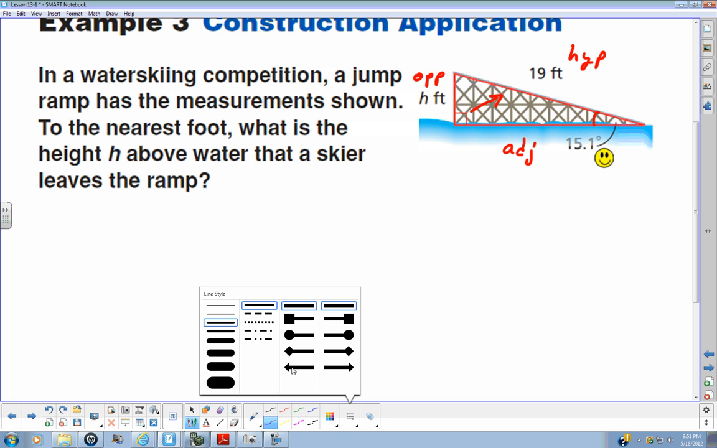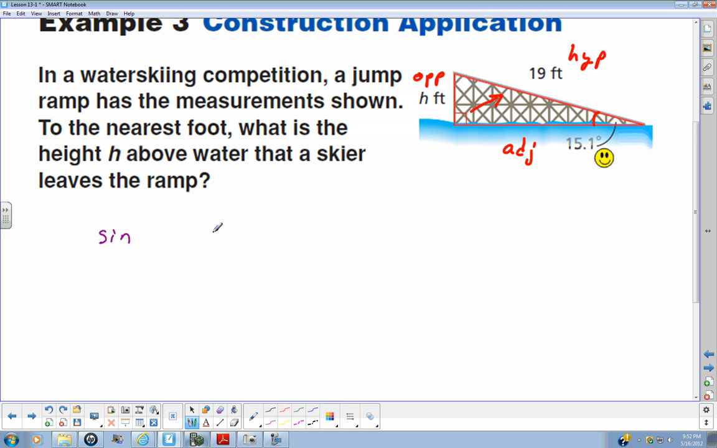So we have the sine of our angle, which is 15.1 degrees. So our angle always goes there, is equal to the opposite side, which is H, over the hypotenuse, which is 19. So we're going to solve this equation just like we did the one in number 2.